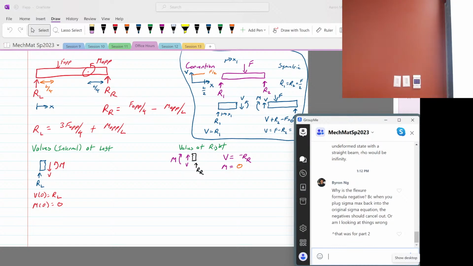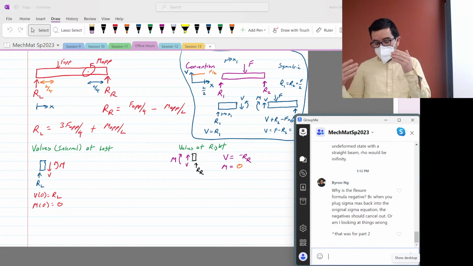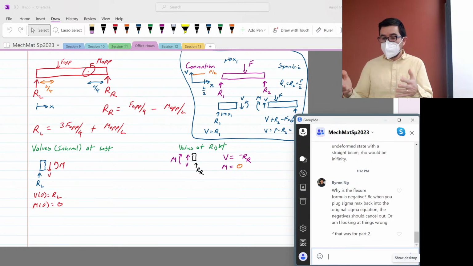Yeah, this should be posted on the Okay. Oh, there's another question. Byron, okay, why is the flexure formula negative? Because when you plug sigma max back into the original sigma equation, then that should cancel out. Or am I looking at this? That was for part 2. Right. Yeah, it is negative, right? We agree that it's okay.